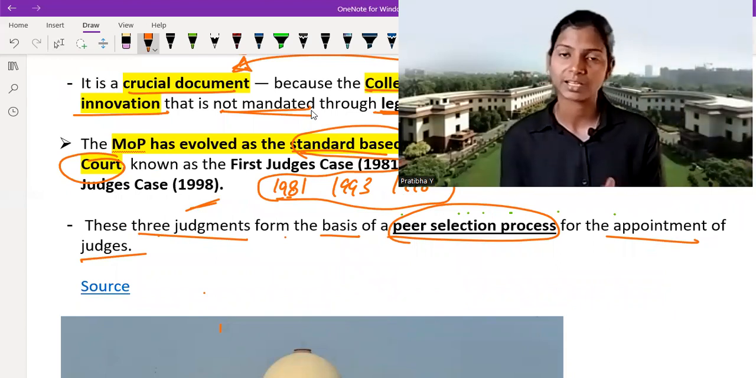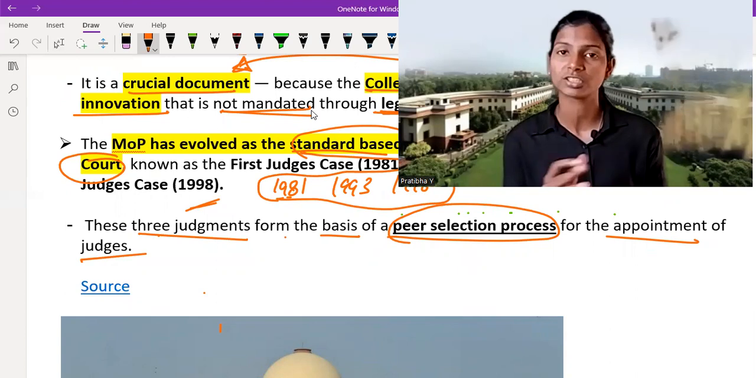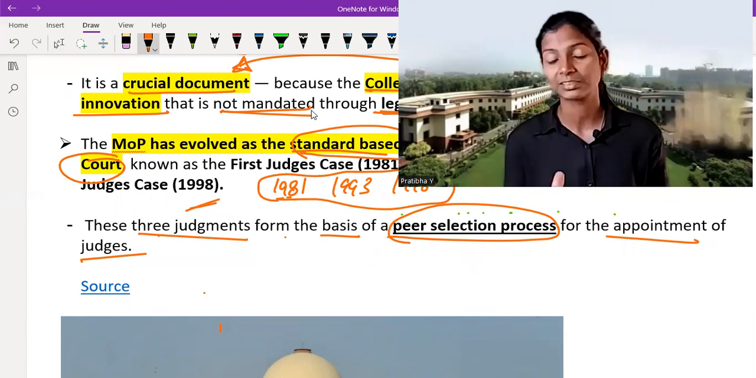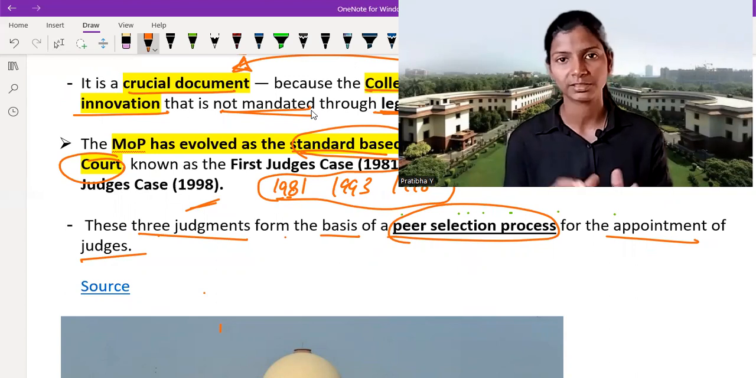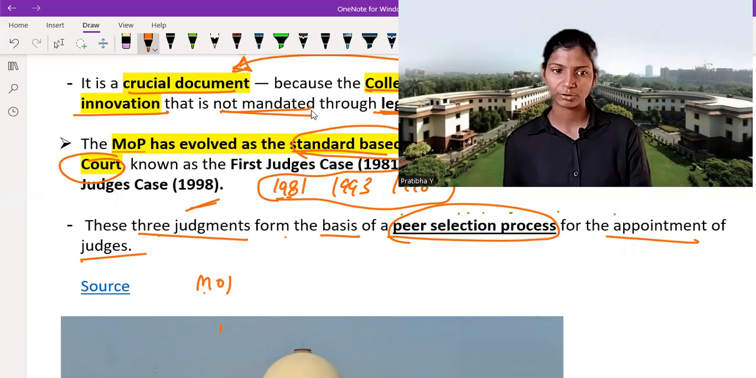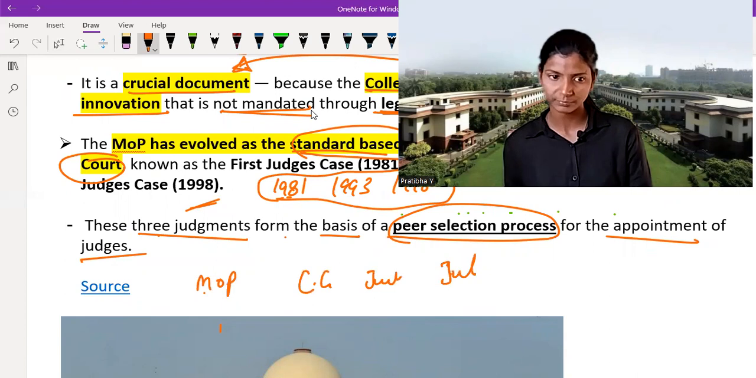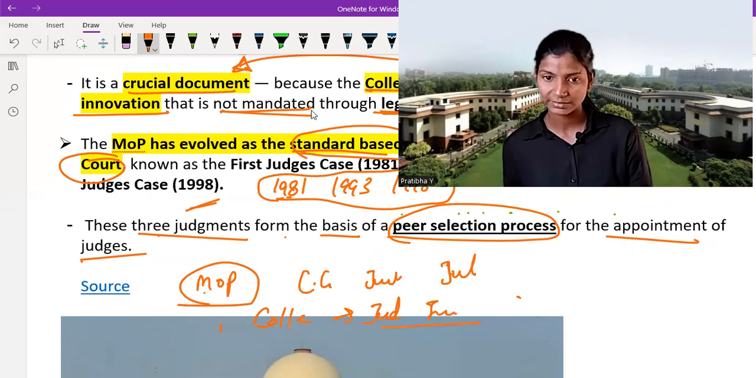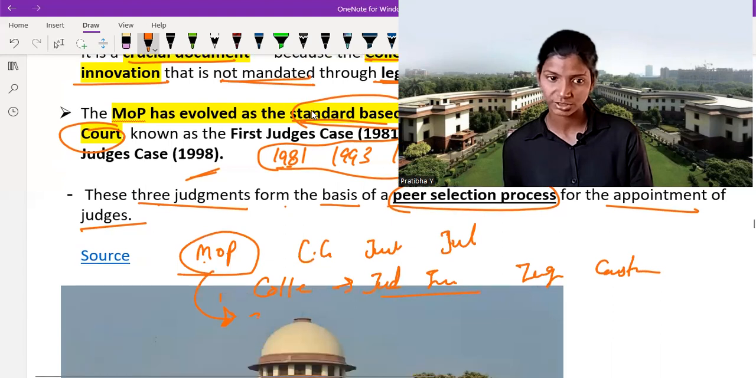Earlier, there was a tradition that the senior most judge is appointed to the senior most post, but Indira Gandhi discarded this rule. After MOP came, this rule and standard were again followed. So MOP is a playbook between the central government and judiciary for appointment of judges. Before MOP, the collegial system, which is a judicial innovation, was not backed by legislation or the constitution. MOP is backed by it. Through MOP, the senior most judge becomes the CJI.